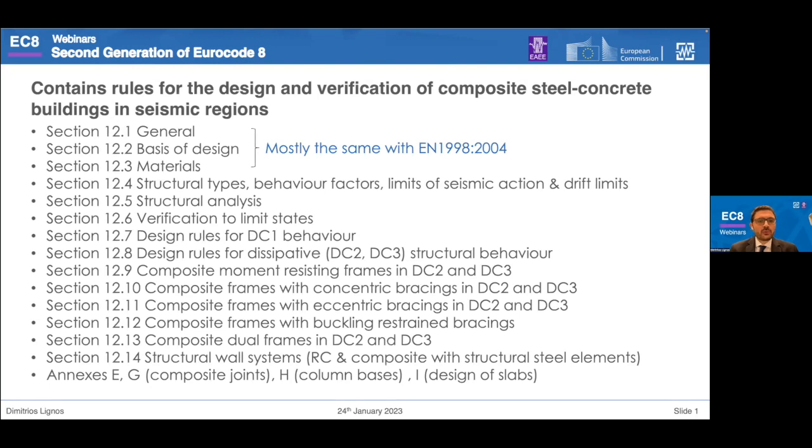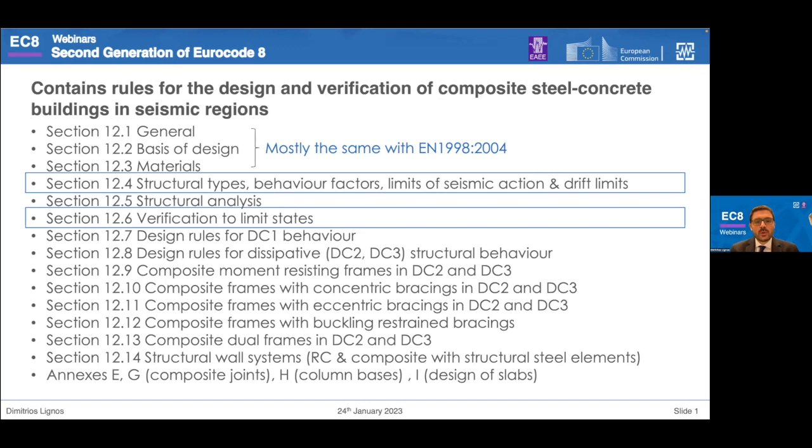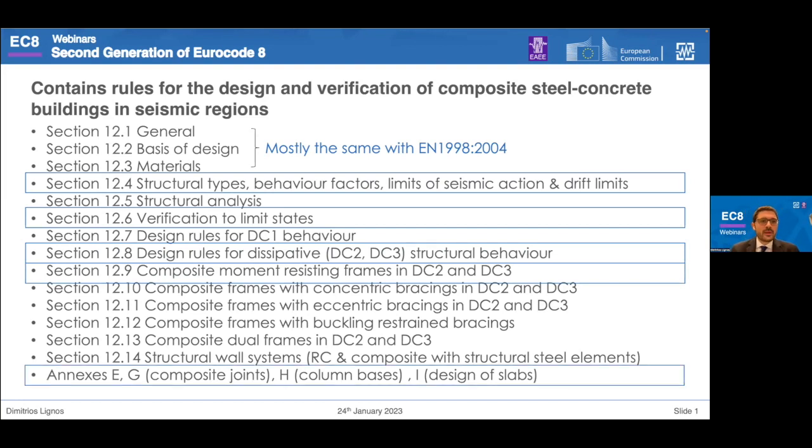I will mostly focus on the primary novelties. So in the first three, mostly the same with the current version of Eurocode 8, chapter 7. So I will basically talk about structural types, behavior factors, as well as some aspects on drift limits. I will also talk about some novelties on the verification to limit states and design rules for dissipative structural behavior of composite systems. And then I will touch on a few things on composite moment resisting frames, and I will link this with the annexes that we discussed.